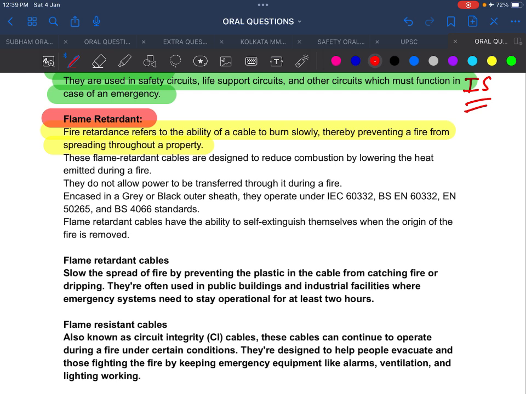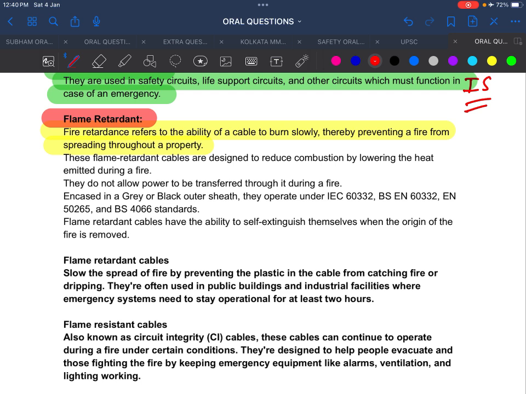Let's suppose there is a fire in one compartment and the cable is going from one compartment to another compartment. So if there is a flame retardant type cable, it will not spread the fire from one compartment to another compartment. Okay, it can prevent the fire from spreading from one compartment to another, by having the ability to burn slowly. It can burn, but it can burn slowly.